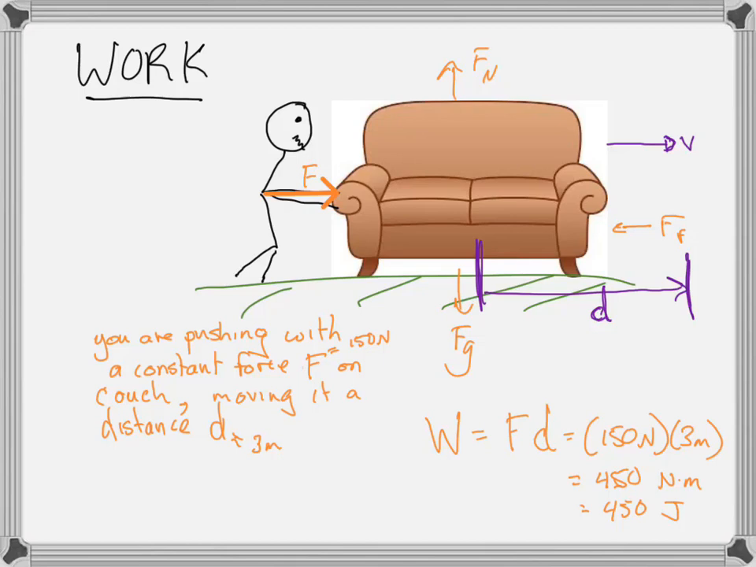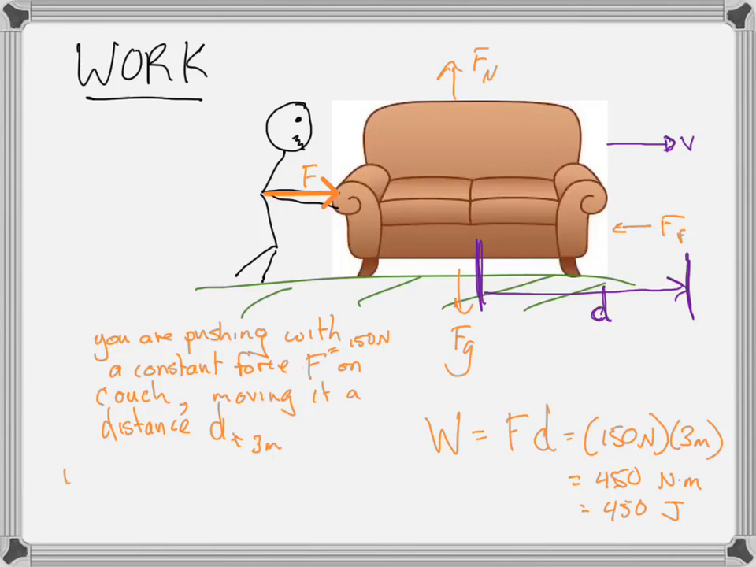The frictional force, we will see later, does do work. It's doing negative work because it's trying to keep me from pushing the couch the distance d. We'll talk about that later. But in this case, the work that I've done, the work that the force F has done, is 450 joules. So that is not the total work done. That's just the work done by me.